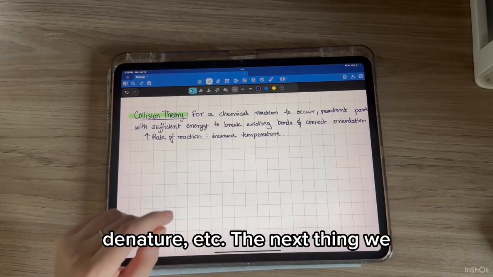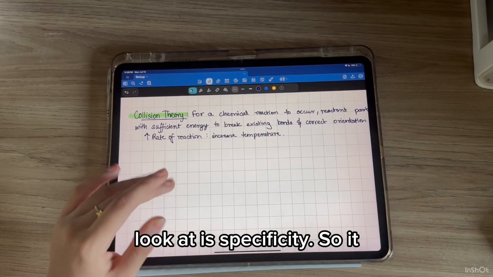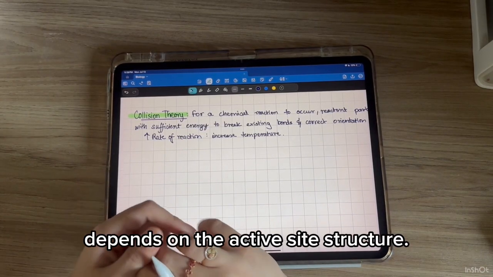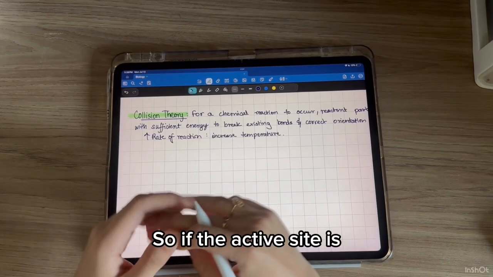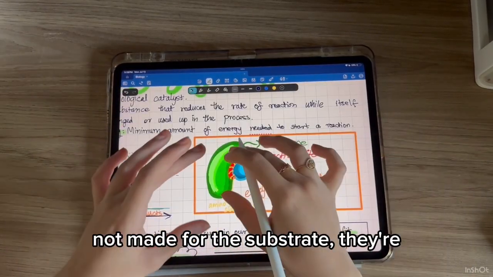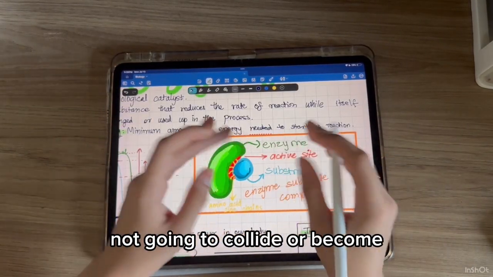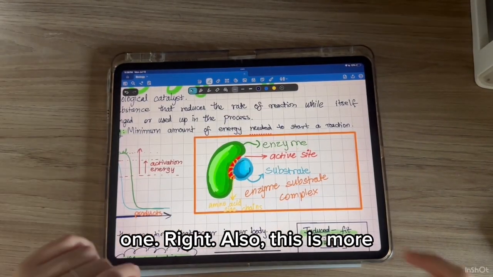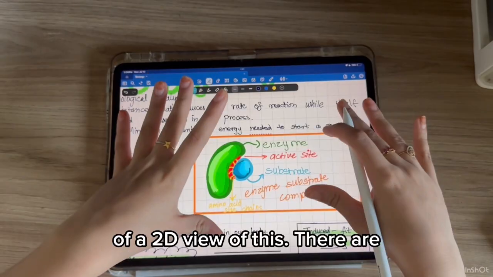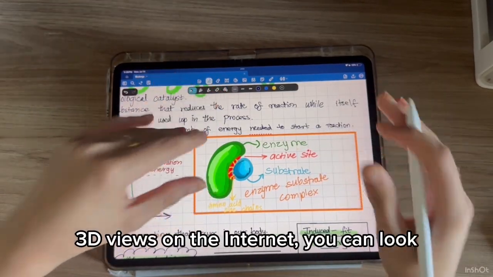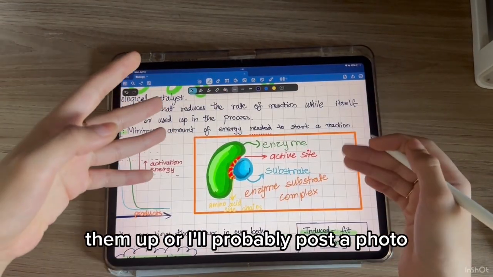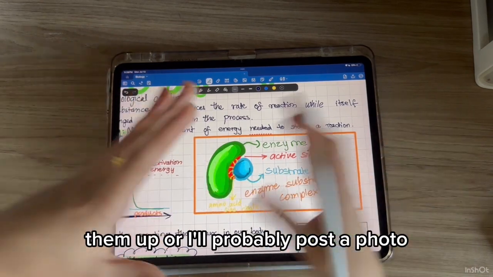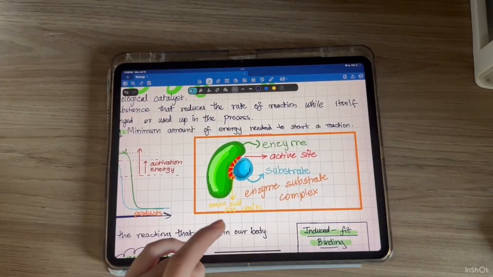The next thing we will look at is specificity. It depends on the active site structure. So if the active site is not made for the substrate, they're not going to collide or become one, right? Also, this is more of a 2D view of this. There are 3D views on the internet. You can look them up, or I'll probably post a photo around here. Denaturation disrupts catalysis.